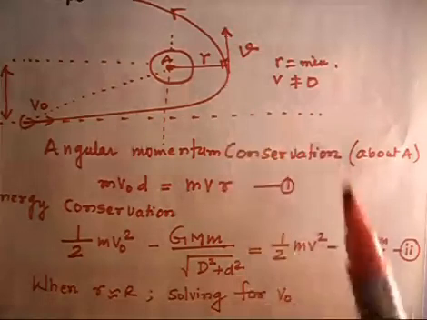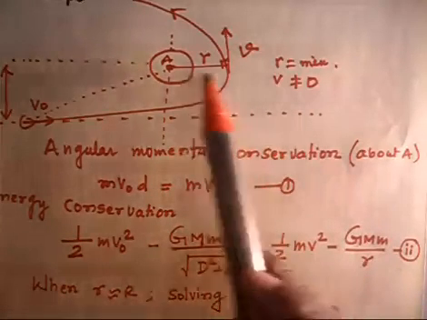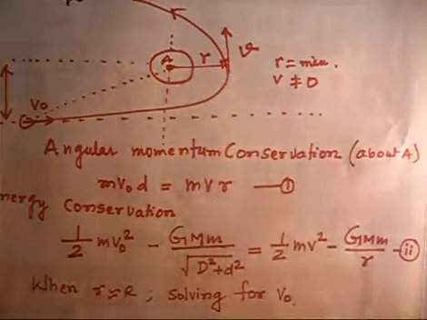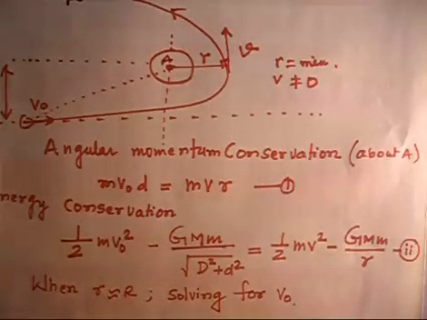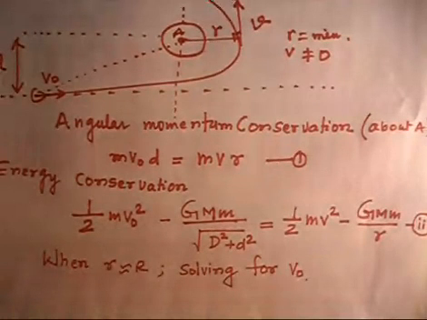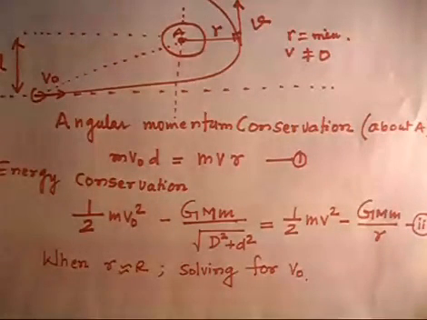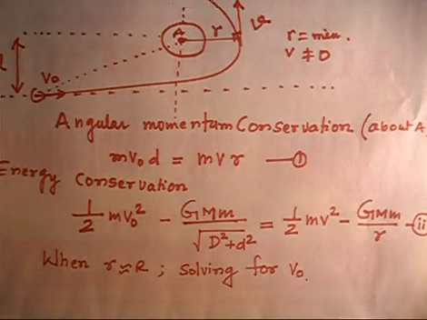Now at this point velocity is v, so half m v square minus G M m by this distance r. So this is the potential energy. Now this is the total energy. Now we have energy conservation. Now we can solve. We have two equations and unknowns. V is unknown, so I have to solve for V, and R is also unknown. So you solve using these two equations.